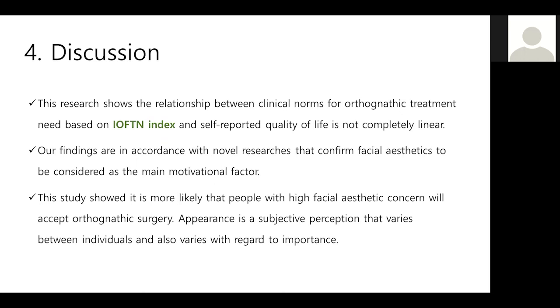Recent studies emphasize that physical pain as well as psychological discomfort and disability were the most common oral impacts in malocclusion patients before treatment. Our findings are in accordance with novel research that confirms facial aesthetics to be considered the main motivational factor. This is explained by increased interest in facial aesthetics and dissatisfaction regarding appearance in young people. This study also showed it is more likely that people with high facial aesthetic concern will accept orthognathic surgery.